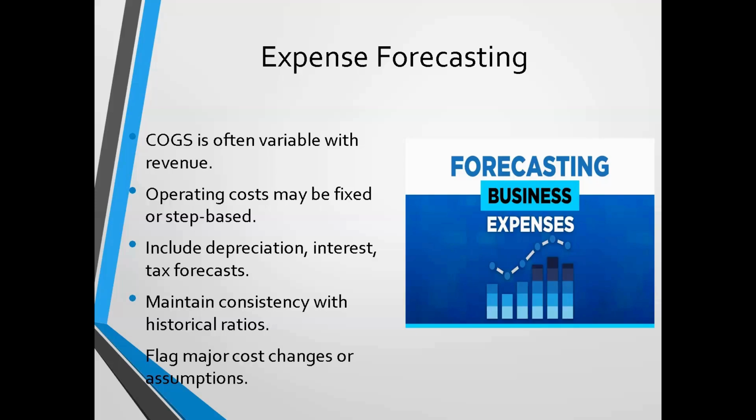So cost of goods sold usually changes with revenue, while operating cost can be fixed or step-based. It includes key items like depreciation, interest, and taxes.